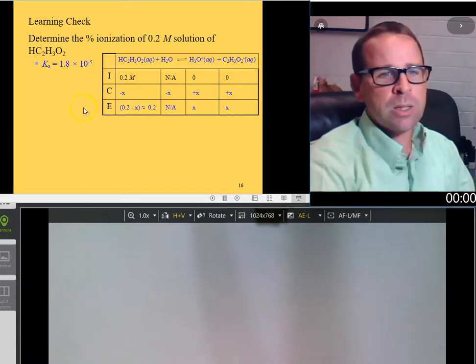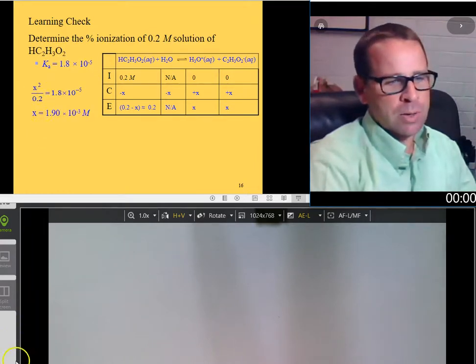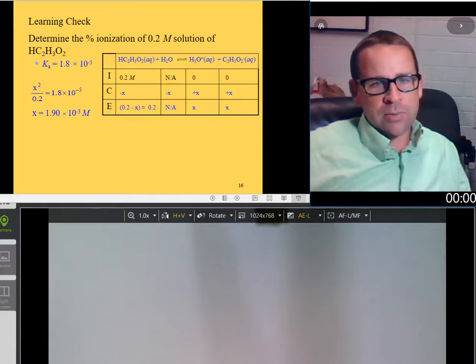All right, after we get to this point here, we can set this value equal to our equilibrium expression, as we did before, and solve for X. And now we have the X value. The X value that we've solved for here is the hydrogen ion concentration, but they're not asking for the pH, they're asking for percent ionization.